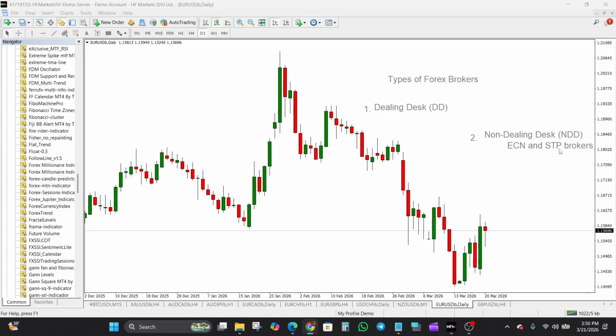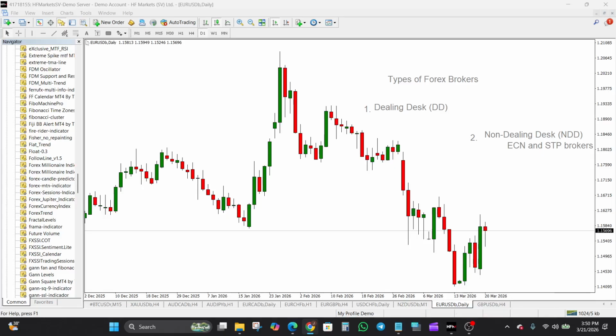Then for the STP, called straight through processing, this kind of broker routes your orders directly to liquidity providers without intervention. They may mark up spreads slightly, but don't take the opposite side of your trade.